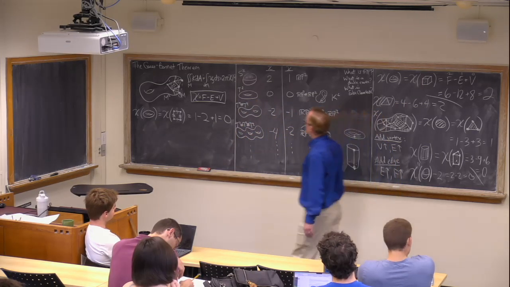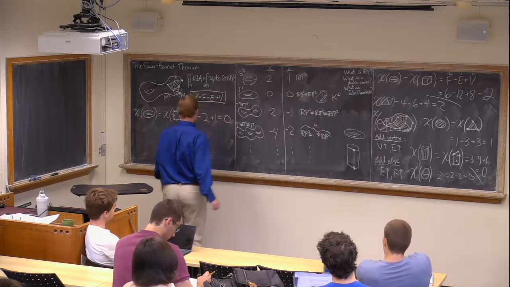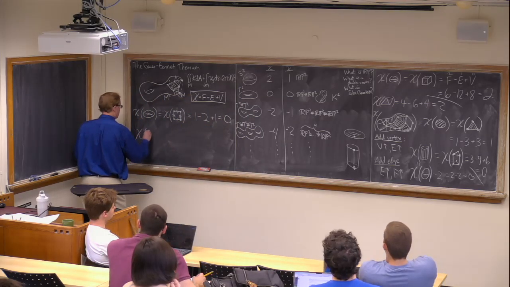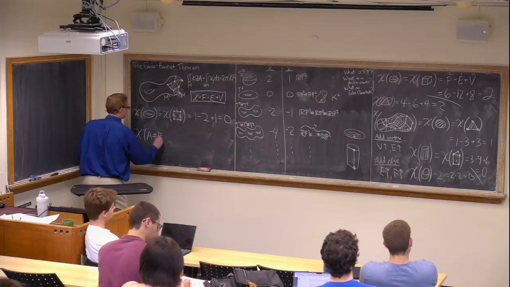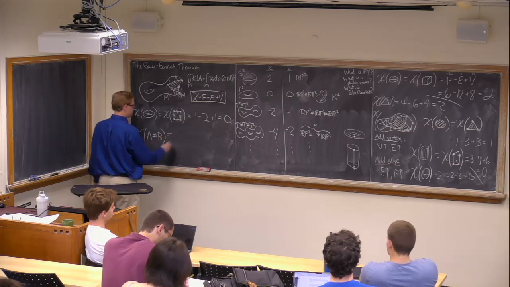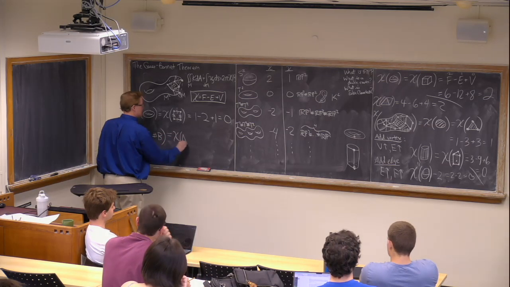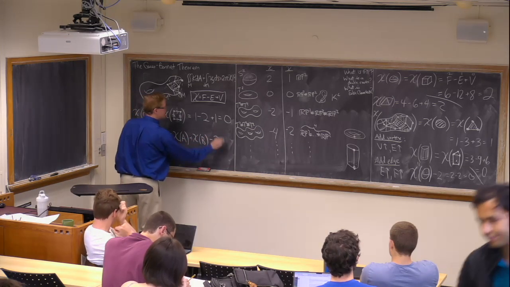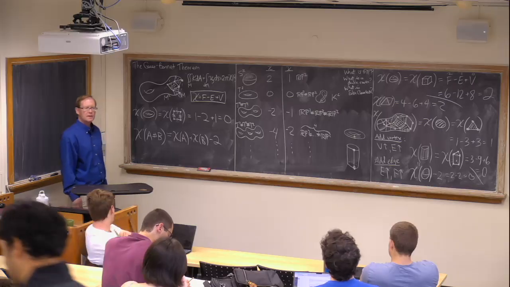And then, how do you get the Euler characteristic of this? Well, we really need a formula for the connect sum. What is the Euler characteristic of A connect sum B? It turns out it's the Euler characteristic of A plus the Euler characteristic of B minus 2, when you do a connect sum.